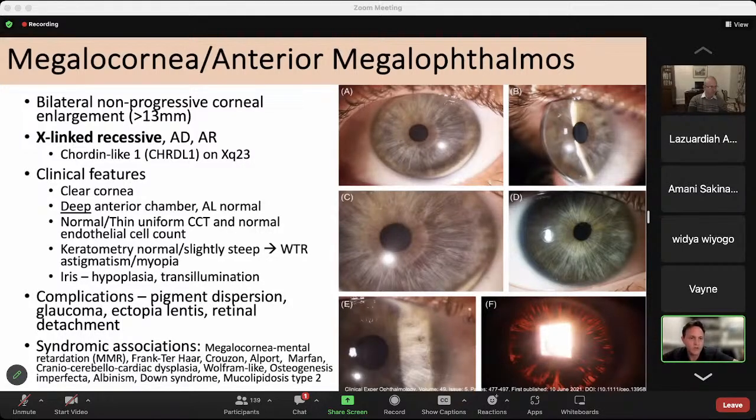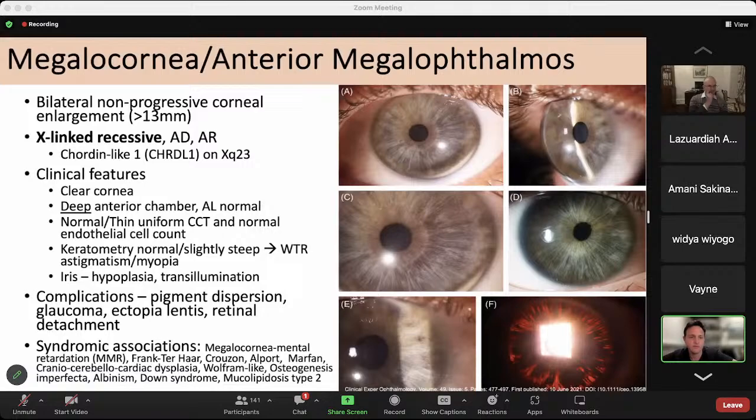The things to be looking out for is the corneas are typically clear. They do have quite deep anterior chambers. Their axial length overall is typically normal, and that's a good indicator that we're not dealing with glaucoma, where you expect the axial length to be larger. The corneas are generally either normal thickness or on the slightly thin side, but have a uniform and normal endothelial cell count. So they're just basically a larger cornea, not a stretched cornea. They typically have normal keratometry or slightly steep.